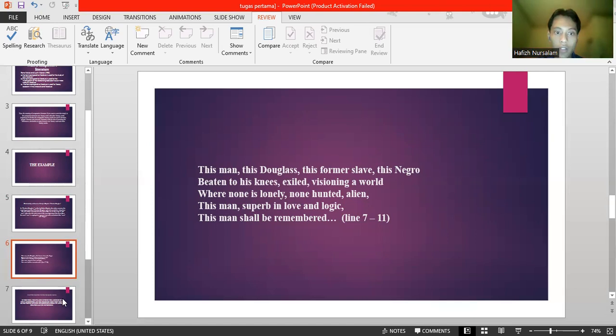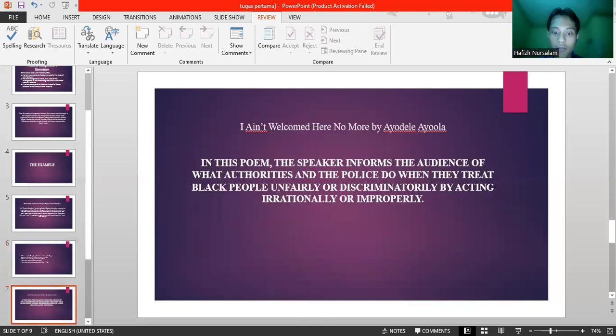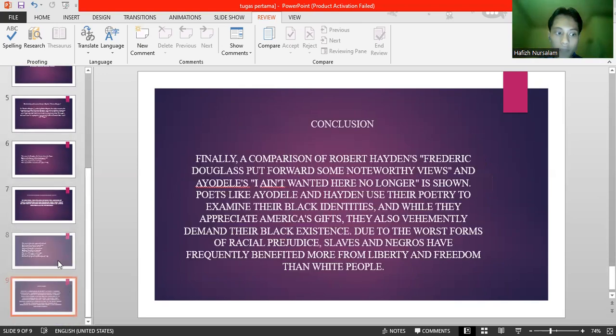So the second example is Ain't Welcome Here No More by Ayodele Ayola. In this poem, the speaker informs the audience of what authorities and the police do when they treat black people unfairly or discriminatorily by acting irrationally or improperly.